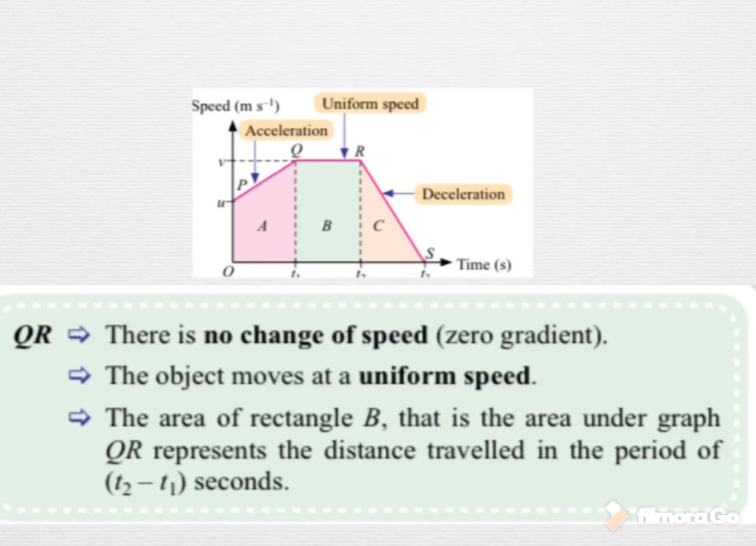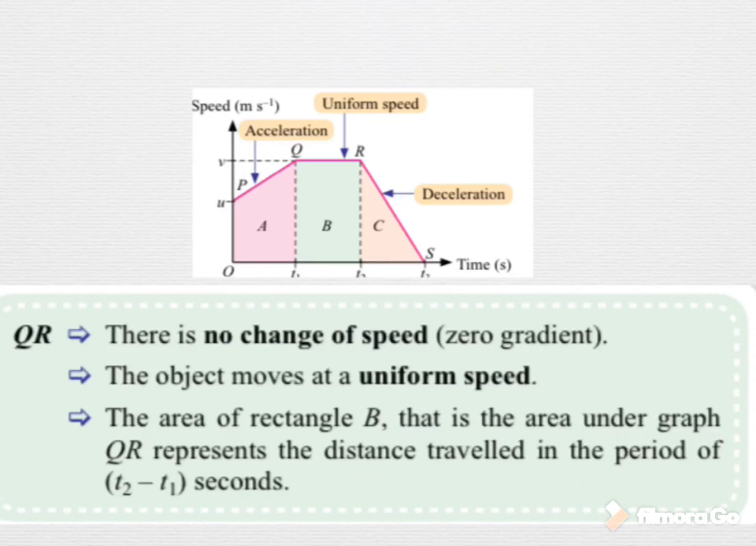Now let's look at the area in the green color zone. For QR, the area under the line QR is actually distance. There's no change of the speed, so it's zero gradient. So the object moves at a uniform speed. The object didn't stop. The object is still moving, but at a uniform speed, meaning that it moves with 20 meter per second. Alright, maintain the speed.